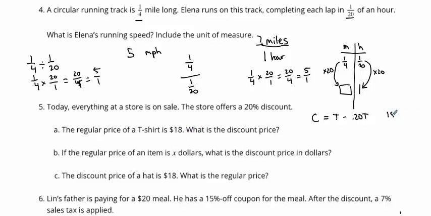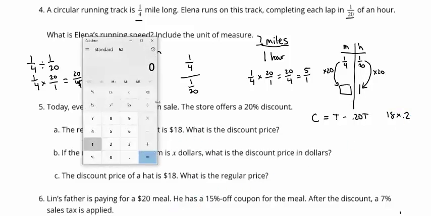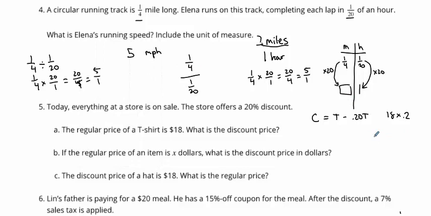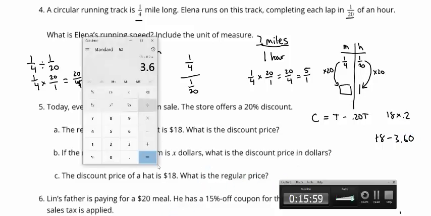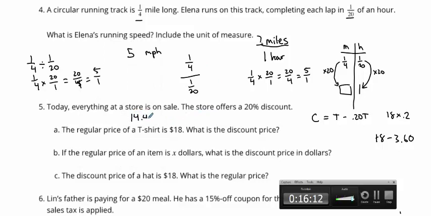So 18 times 0.2 is $3.60. So 18 minus 3.6 is $14.40.